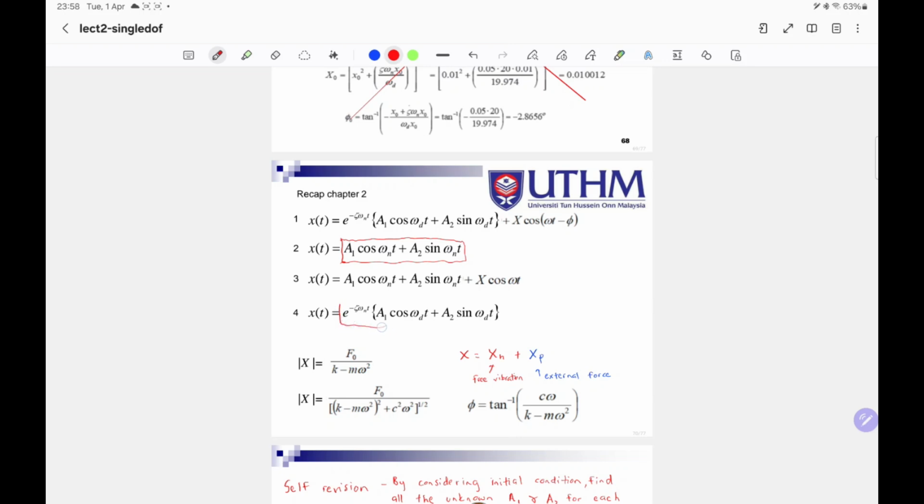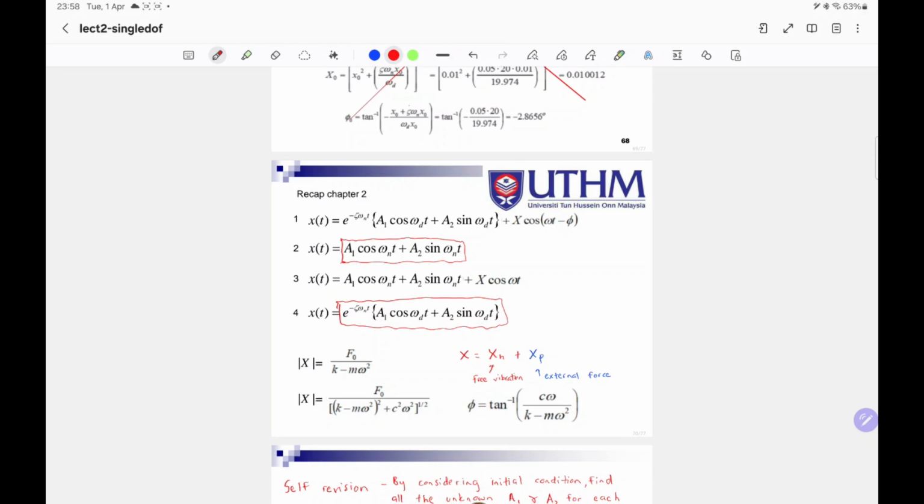Okay, same goes to this one. We don't see any X capital here, so this is actually a homogeneous solution. But when we have external force, the response will become XH plus XP.